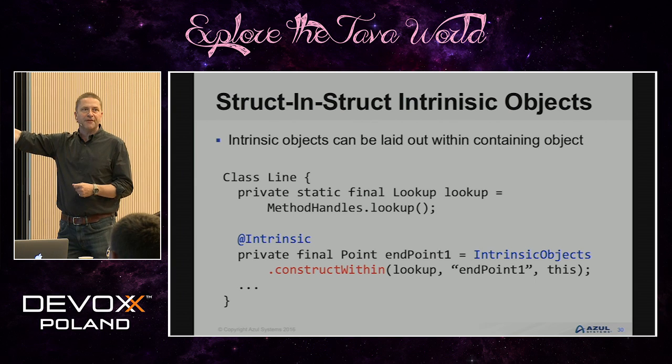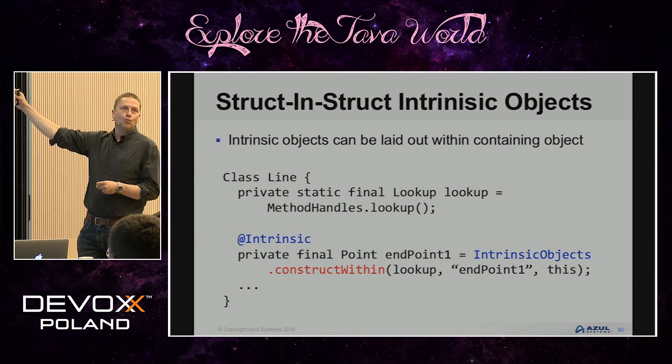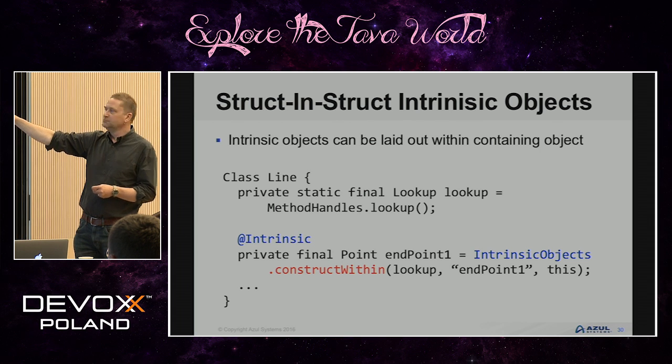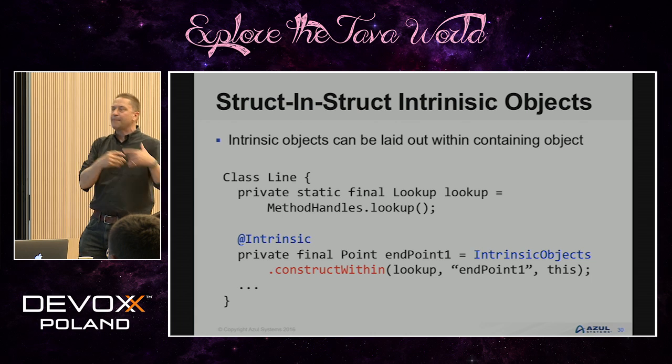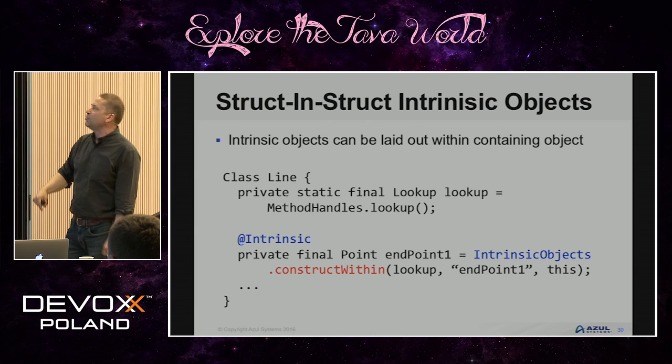So we'll use a factory method, and we're going to say we're going to construct it within this object. So that's effectively what we're trying to do. So it's the principle behind it. It's not actually what happens, but I'll point out how that works in a moment.